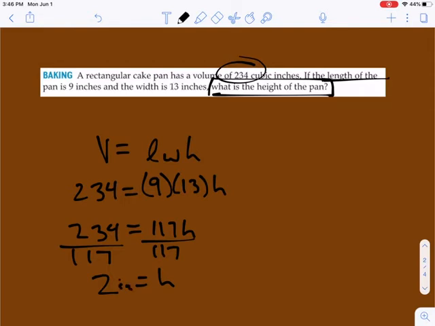So the height is 2 inches. So that sounds like a typical rectangular cake pan, right? A 9 by 13 pan. That's like the size of most lasagna pans. And then 2 inches, that's like a really thick textbook, maybe a little smaller.